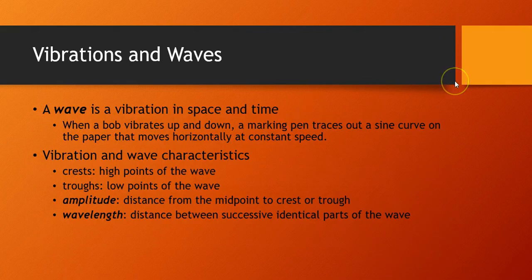And so when we talk about waves, we first have to ascribe some characteristics to them. What we call the crests of a wave are the high points of a wave. The troughs of a wave are the low points of the wave. The amplitude of the wave is the distance from the midpoint of the wave to a crest or trough. And then the wavelength is the distance between two successive identical parts of the wave.